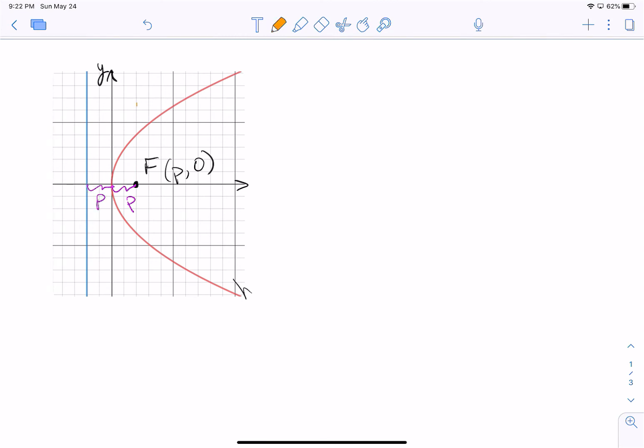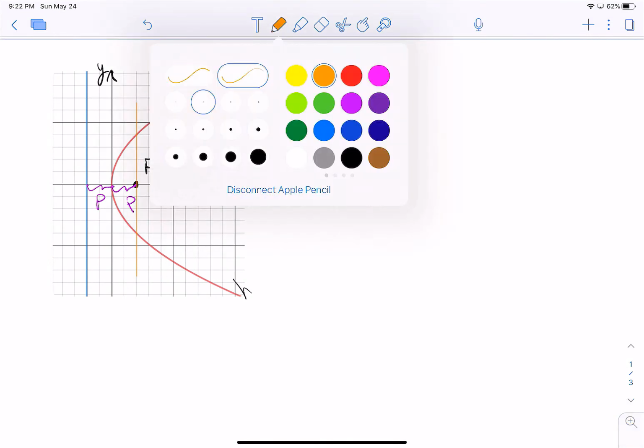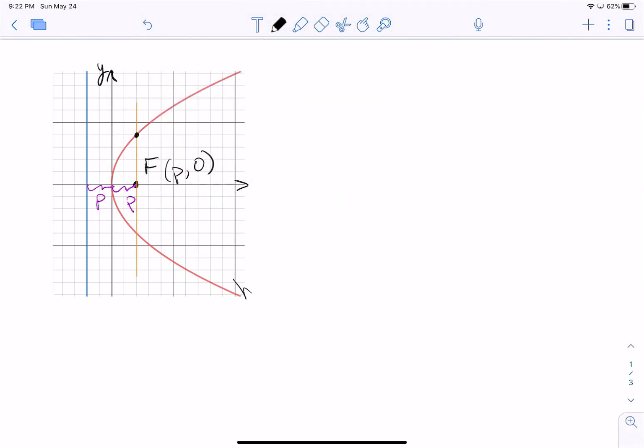If we then think about a line that goes through the focus and is parallel to the directrix, then it has points of intersection with the parabola, and the distance between either of those points and the directrix is going to be 2p. Therefore, the distance between that point and the focus will also be 2p. Likewise, the other point that's below it, opposite it.